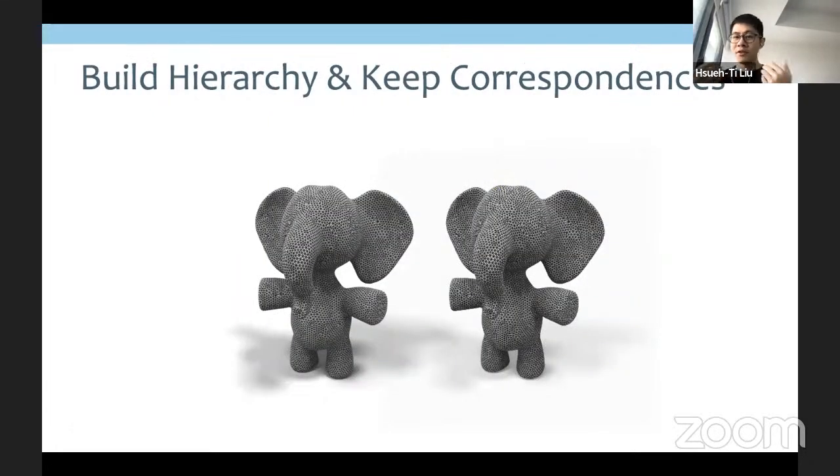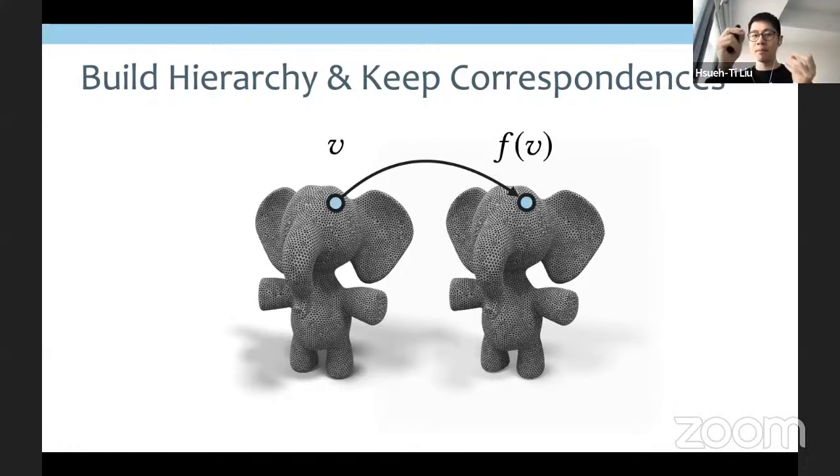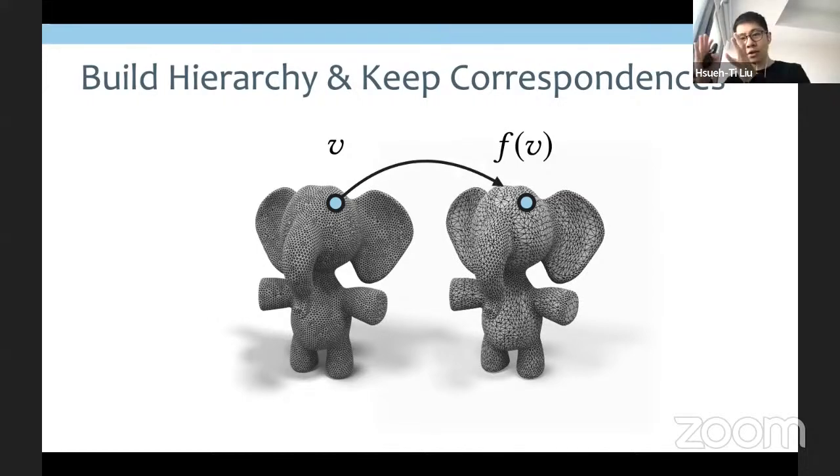So in order to overcome that difficulty, we propose a method to build the hierarchy and maintain correspondences at the same time. Here you're seeing two identical elephants. Because they are identical, you can easily figure out how to map one point to the other. So it's easy to define interpolation. And our algorithm basically decimates the mesh, shown on the right.